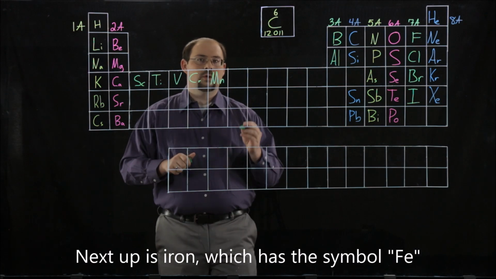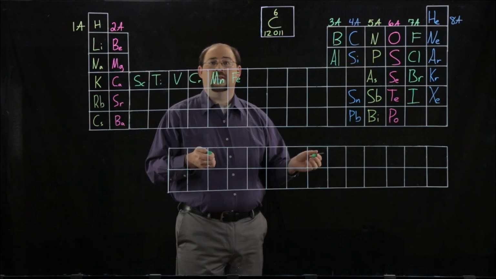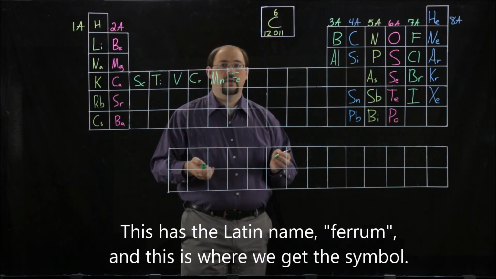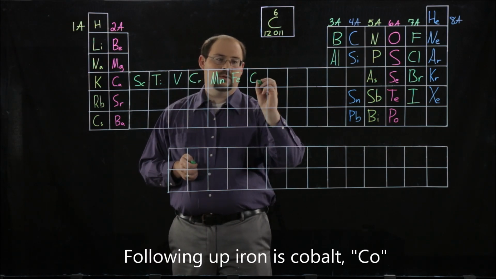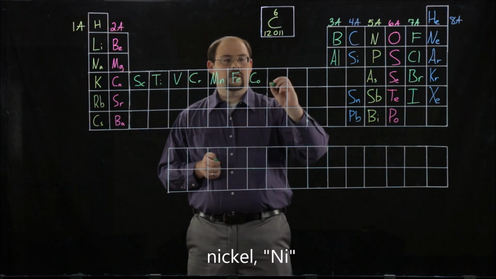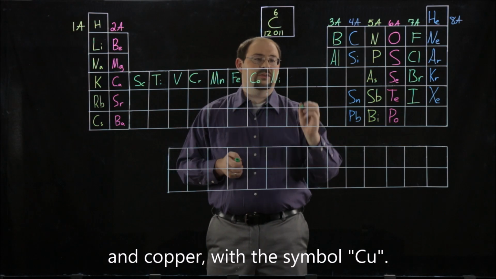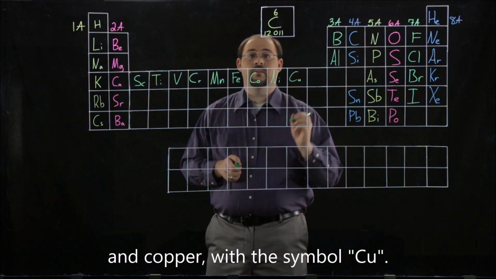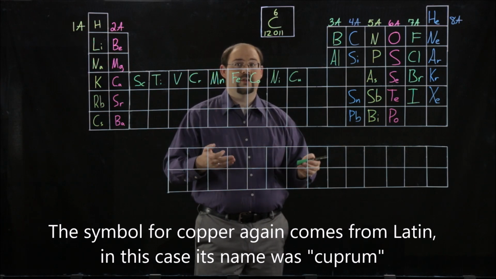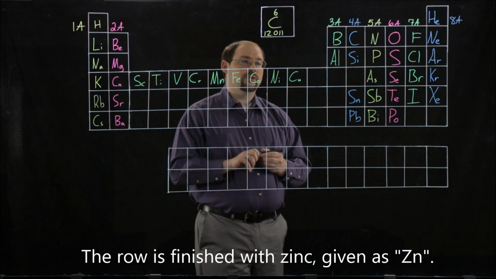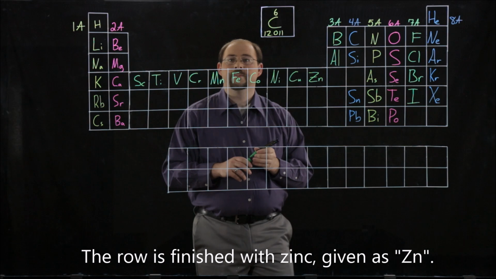Next up is iron, which has the symbol Fe. Remember that it has a Latin name, ferrum, and this is where we get that symbol. Following up iron is cobalt, Co, nickel, Ni, and copper with the symbol Cu. Now the symbol for copper again comes from Latin. In this case its name was cuprum. The row is finished off with zinc, given Zn.